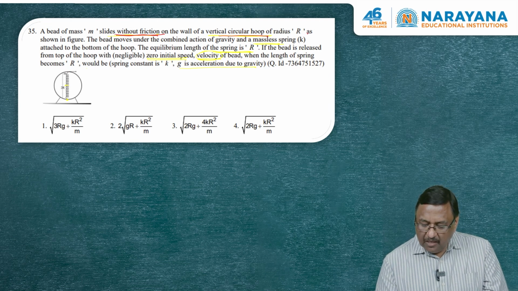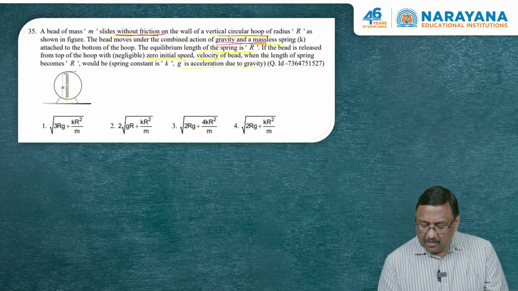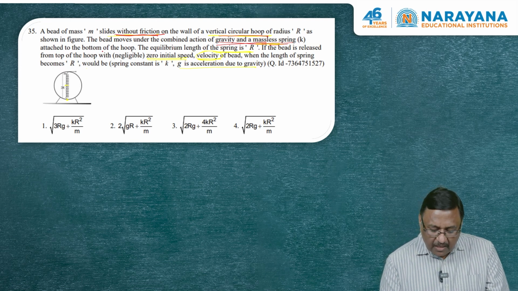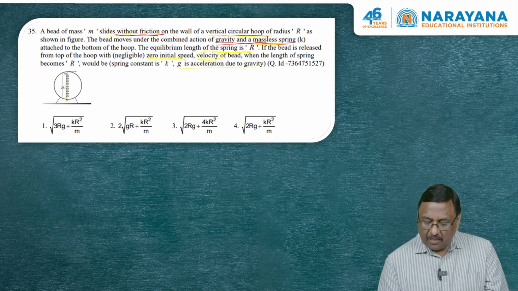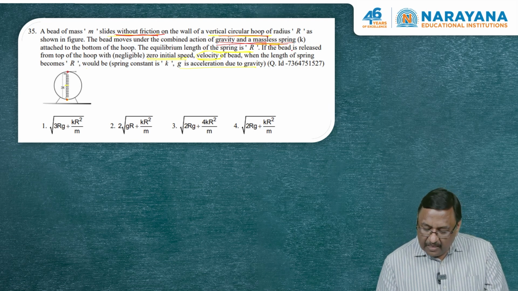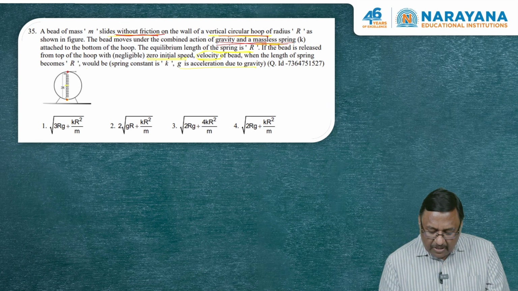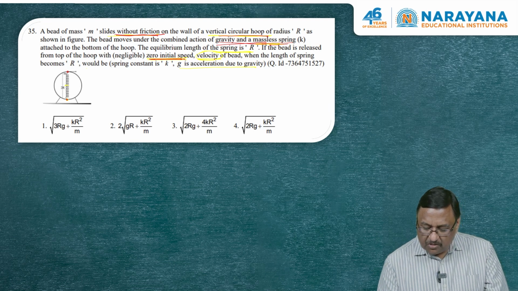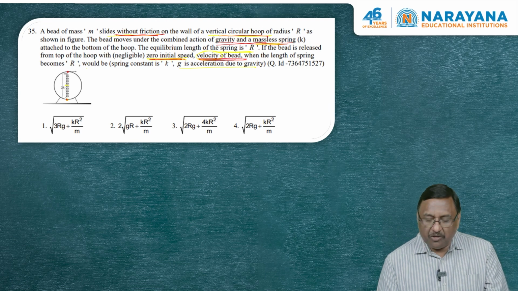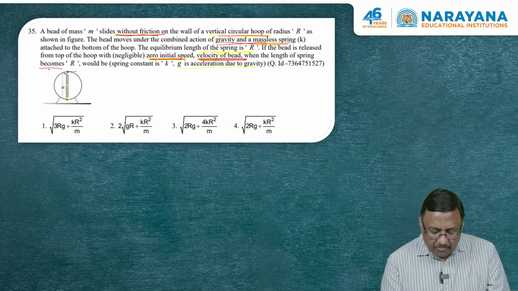He is writing also, as shown in the figure, the bead moves under the combined action of gravity and a spring, which is ideal, a massless spring. So you don't have to consider the gravitational potential of the spring, simply the elastic potential. It is attached to the bottom of the hoop. The equilibrium length of the spring is r, which means at the highest point the spring is already elongated. The bead is released from the top of the loop with zero initial velocity. He is asking for the magnitude of the velocity of the bead when the length of the spring becomes r.